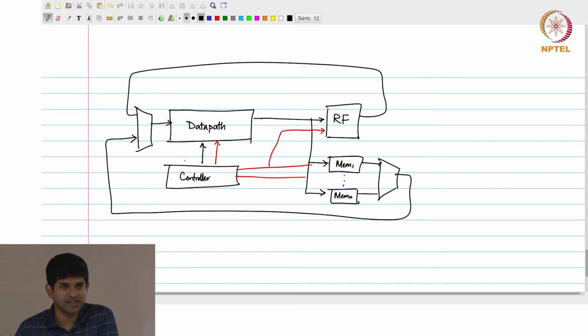Where are they coming from? Are they coming from registers? Are they coming from memory? Are they coming from the outside world? Where are they going? Are they going back to registers? Are they going back to memory? Are they going to a D to A converter? Are they going to a display? Anything of that sort. So the controller essentially separates out the what is happening from how it is done.